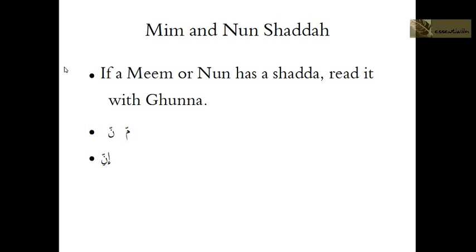The rules of Meem and Noon shadda. If Meem or Noon has a shadda, read it with ghunna. So basically here we have Noon and Meem, and they have the shadda. If you have that, then you read the ghunna. Ghunna is to read something nasally, and you hold the ghunna for 2 harakas. If you don't remember what a haraka is, refer to the first video in the Tajweed for Beginners series.